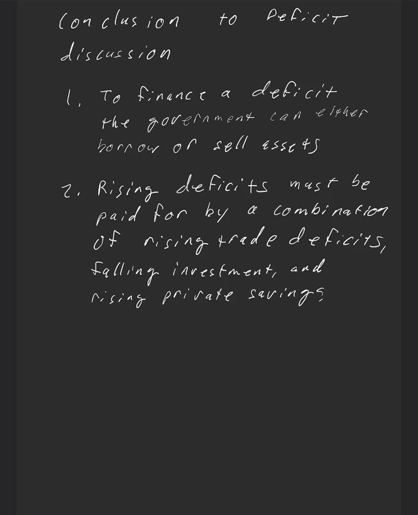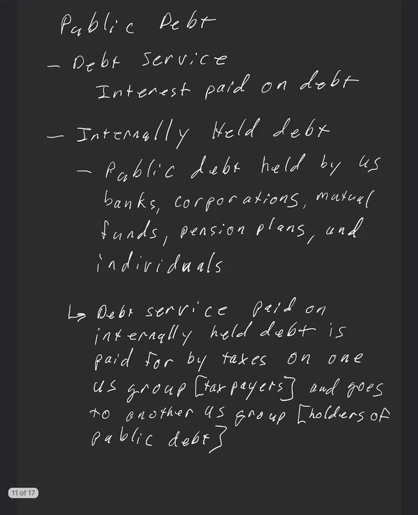Two, rising deficits must be paid for by a combination of rising trade deficits, falling investment, and rising private savings. Now you're saying, wait, didn't we learn earlier that taxation is partially compensated from savings? Yes, but what we're saying is we're running a deficit. We're not increasing taxes; we're increasing government spending more than we are increasing taxes. So where might that savings come from? It might come from private entities buying government bonds. That would be an increase in savings. Okay, I digress.